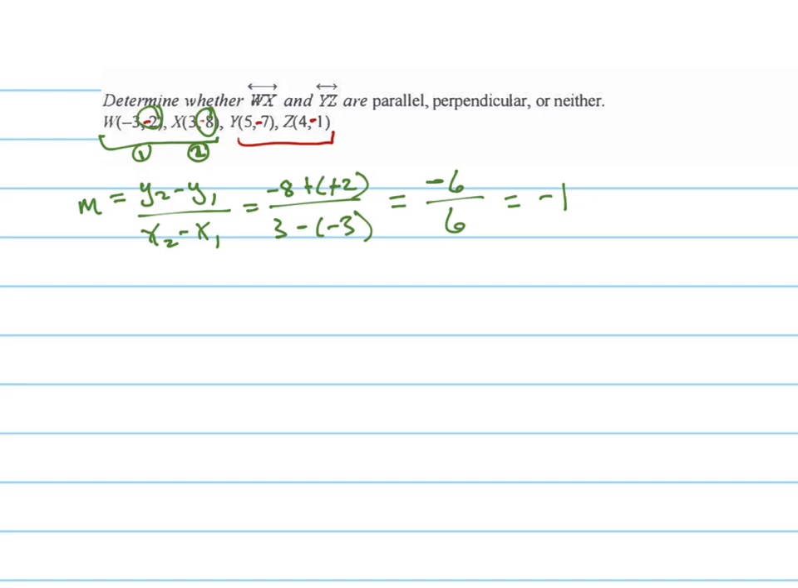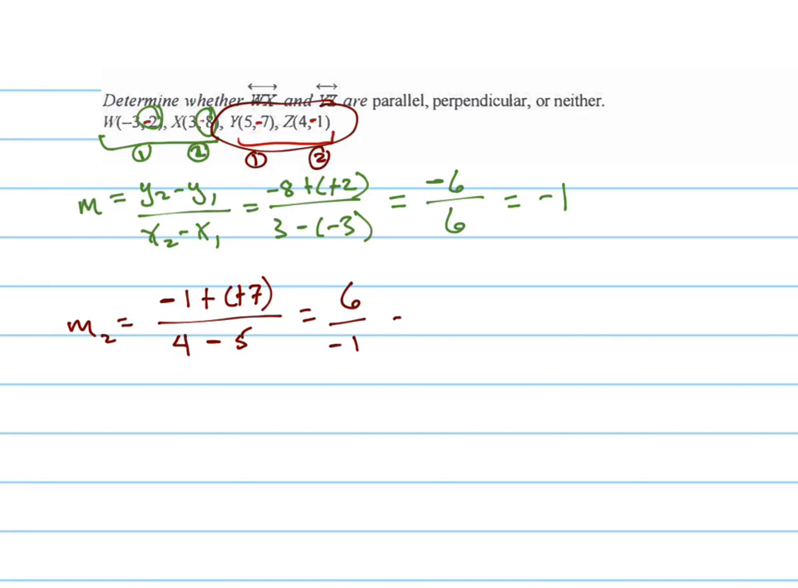Got it? Let's do the red one now. Same deal. We'll call this point 2 and we'll call this point 1. The slope of that red line is equal to the y's, -1 minus a -7. Notice how I'm being very careful with my signs. All over 4 minus 5. And that equals, this becomes plus, that equals +6 over -1, which equals -6.